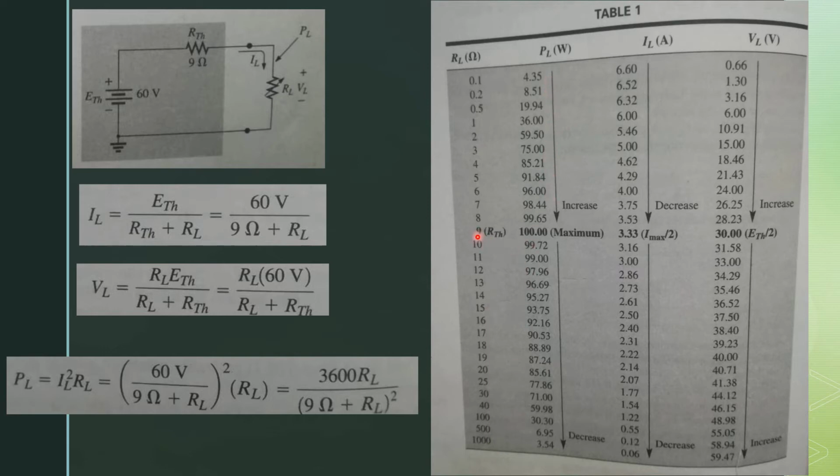Now at this point, when RL is equal to R Thevenin, which is equal to 9 ohm, you will see that 100 watt power is delivered. From this graph, you will see that if we change RL to greater than R Thevenin, the power is decreasing. If we decrease the value of RL from R Thevenin, the power is also decreased. So when R Thevenin is equal to RL, the maximum power is delivered.